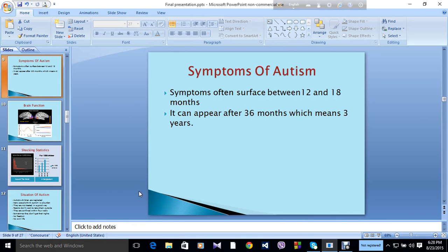So now we have learned about the definition of autism, how it occurs, the symptoms and the signs of autism, and the level of autism. So now it's the turn of my group member Habibur Rahman to carry on the presentation. Habibur, it's your turn.